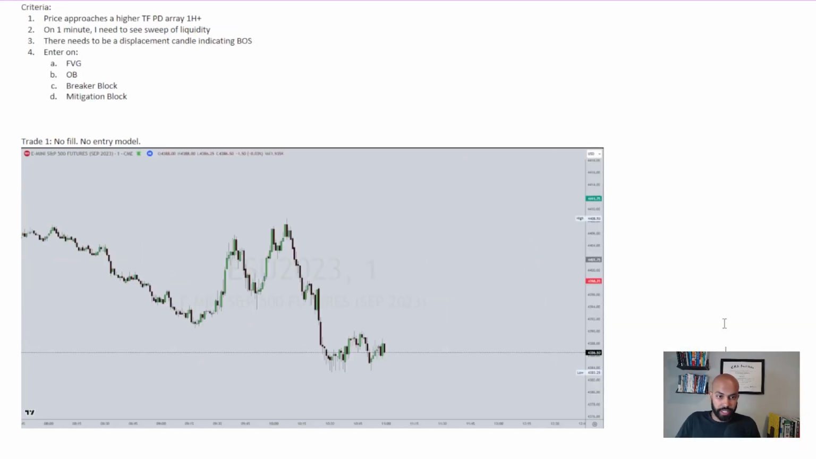The reason why I like doing this is that way I don't have FOMO, as in, hey, you're not going to get entered, you're not going to get filled into every single model just because most of the criteria gets hit. If not all of them is going to show up all the time, that's okay.